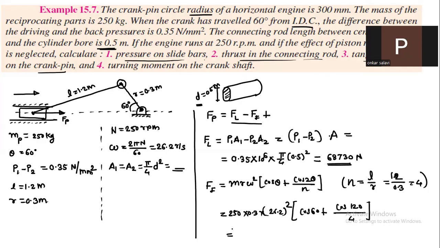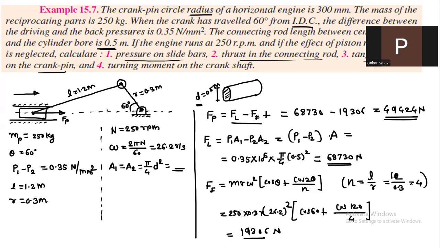So that Fi is 19306 Newton. Now from both the formulas, FL and Fi, find out this FP. So FP will be 68730 minus 19306, and that is equal to 49424 Newton. Now this is the force FP.